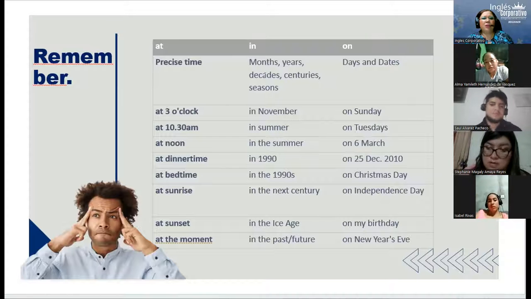In goes with months, years, decades, centuries, seasons. At, it's a precise time.